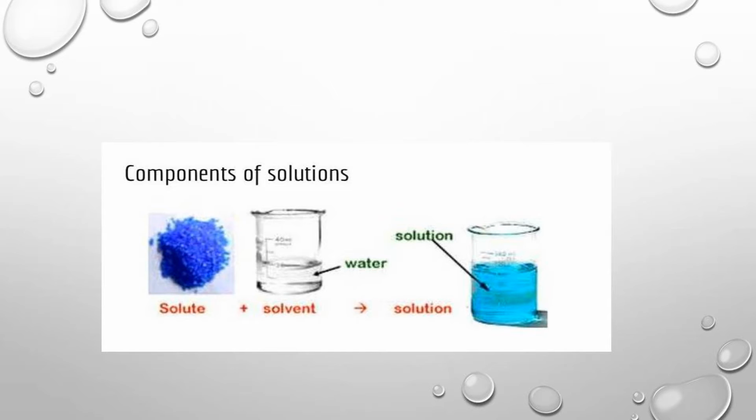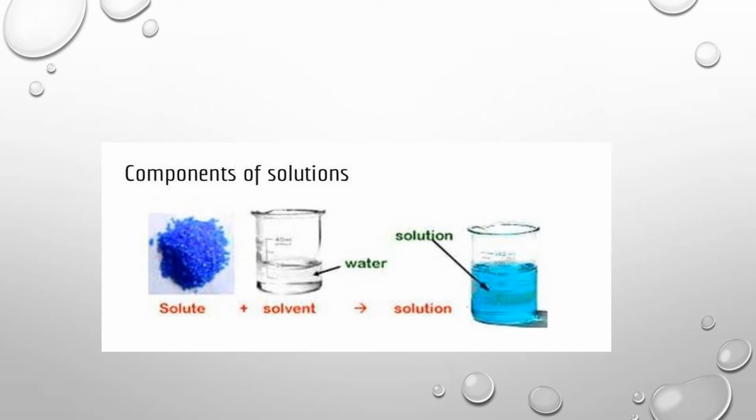Next we want to learn what components are present in the solution. We know a solution is a homogeneous mixture of two or more substances. In a solution, the component present in less amount is called the solute. The component present in larger amount is called the solvent. For example, I take a glass of water and two spoons of sugar. The sugar dissolves in water. The component that dissolves is called the solute, and the one in which it dissolves is called the solvent. For example, sugar and water, salt and water.